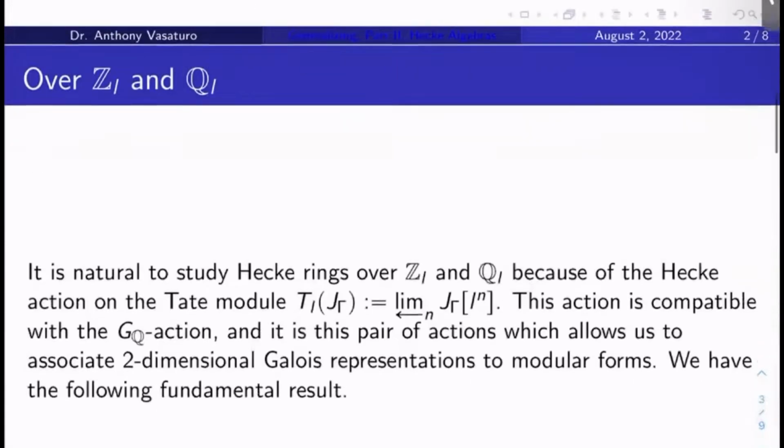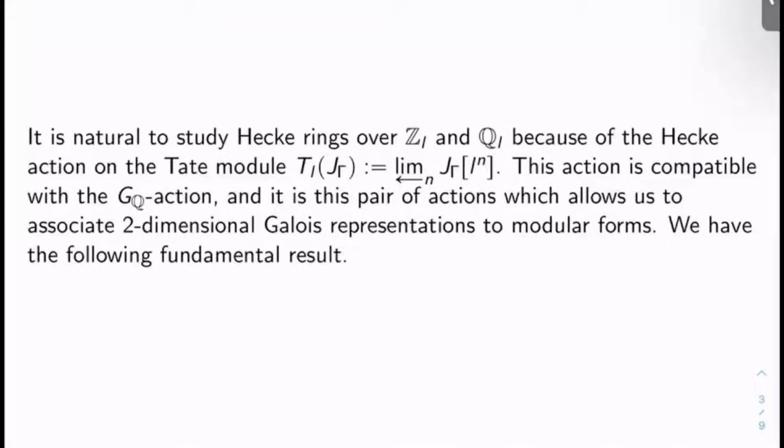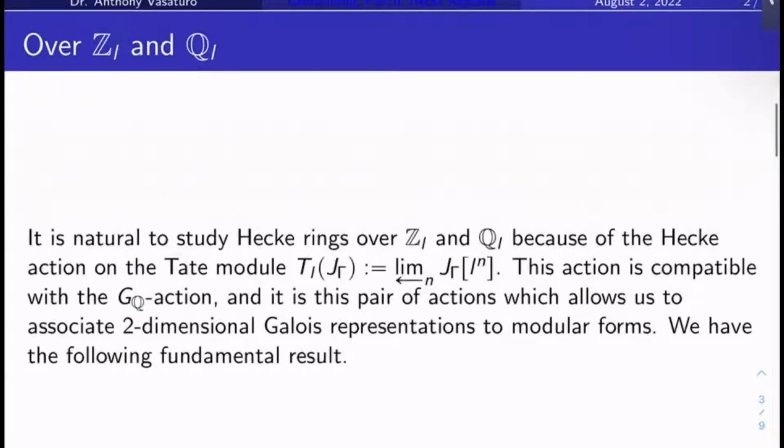Now, it's also natural to study Hecke rings or Hecke algebras over Z_L and Q_L. The reason for that is because we know we have a Hecke action on the Tate module, T_L J_gamma, which is the inverse limit over n of the L^n torsion portion of J_gamma, where J_gamma is, remember, just the Jacobian associated to the congruence subgroup gamma. This action of the Hecke algebra is compatible with the Galois action, and it's this pair of actions and their compatibility which allows us to associate a two-dimensional Galois representation to modular forms, as we've talked about several times already. So long story short, we definitely want to consider Hecke algebras over Z_L and Q_L.